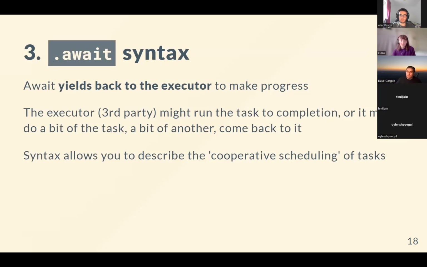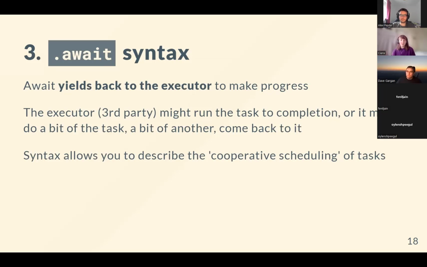The await syntax is where things get a bit more complicated and require a bit more thinking. What await does is it yields back to the executor, to some executor, and the executor will be the thing that actually makes the progress, does things like polling the future. And that executor is provided by a third-party library, and within that executor context, it might run the task to completion, it might do a bit of the task, go and do a bit of another task, and then come back to it. You don't know, it's a bit of a black box for you.